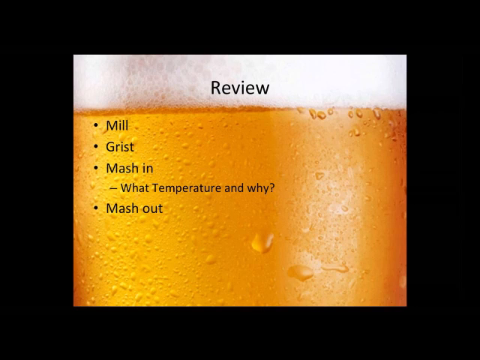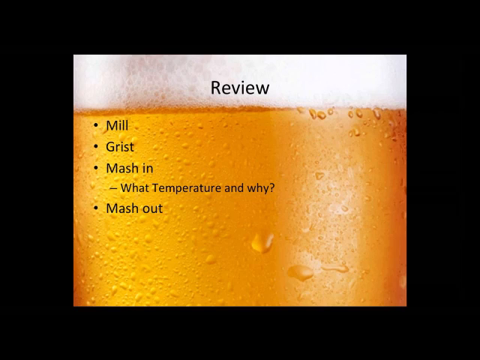So let's review. We have our malt. We mill. That makes grist. We put the grist in warm water, which is mashing in. We pick a temperature for mashing. You should understand why. And then we mash out.